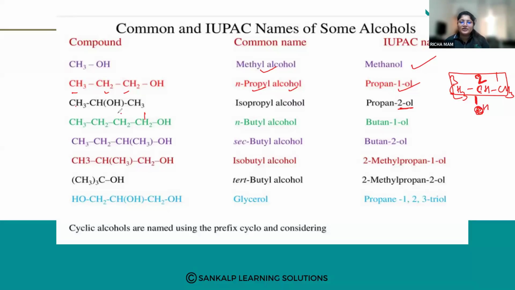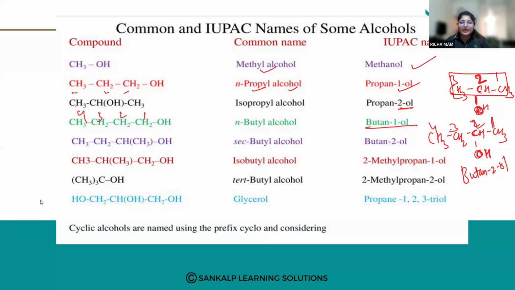Again here, 1, 2, 3, 4, so it is butane-1-ol. Then here CH3CH2CH(OH)CH3, 1, 2, 3 and 4, so it is butane-2-ol. You have to see that the OH group should get the least number, so I'm naming it from this side. If I name it from the other side, this carbon will get number 3, so OH will get 3. But the OH group should get the least number. Understood, right? Yes.